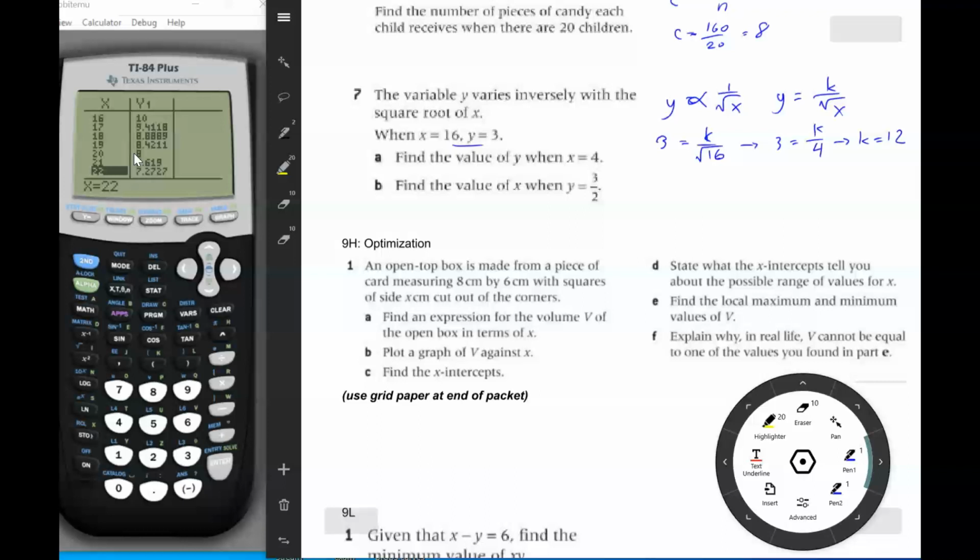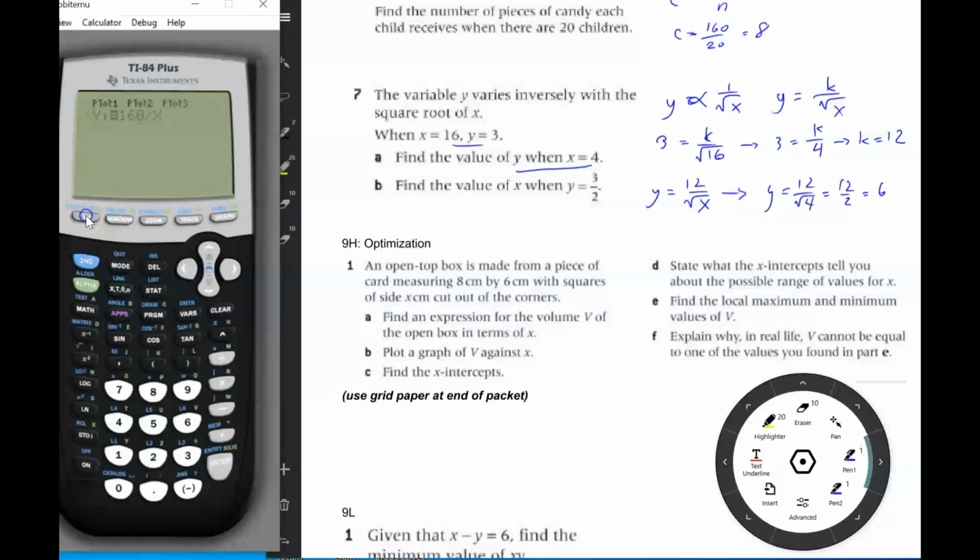Then if I want to write the equation that shows the relationship, it would be y equals 12 over the square root of x. Then it asks me to find the value of y when x equals 4. So I just put x equals 4 in there. It'll be y equals 12 over square root of 4. Square root of 4 is 2, so that's 12 over 2, which is equal to 6.